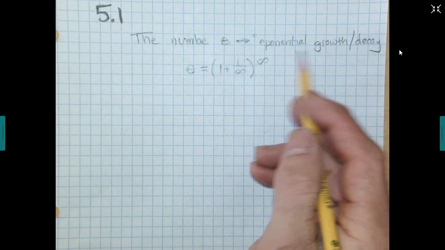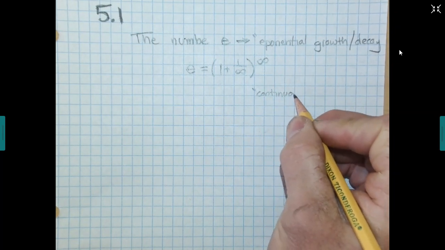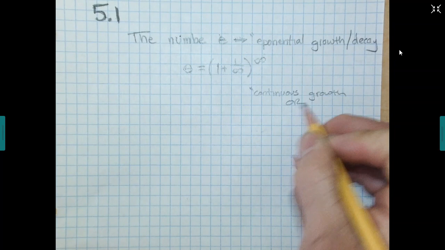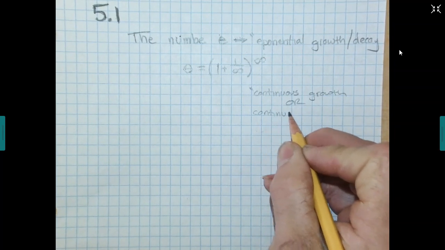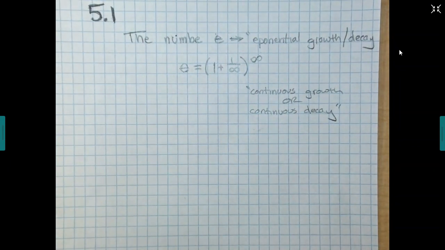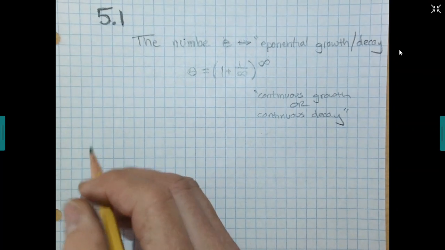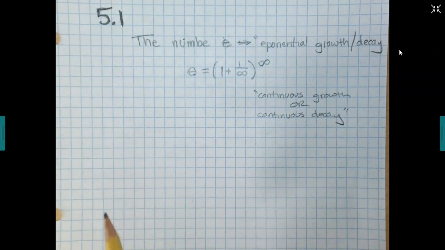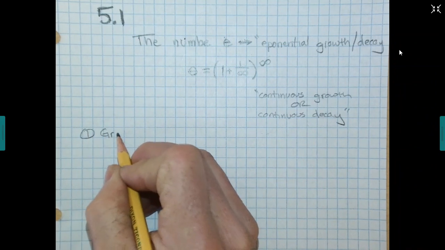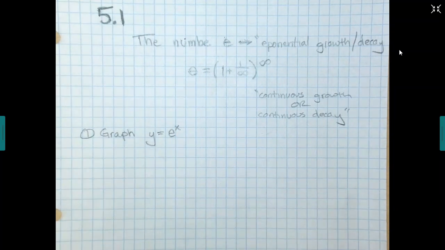So exponential growth or decay, it's also continuous growth or continuous decay. Continuous growth or continuous decay. So that's e. Now, the graph I just showed you was this function, and we're going to actually see how to graph it. So example number 1 is graph y equals e to the x value.